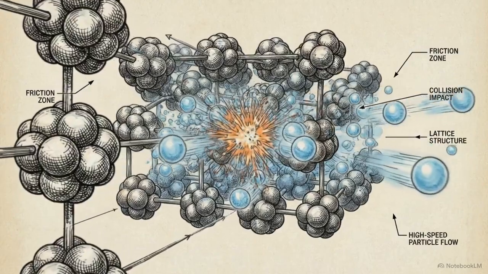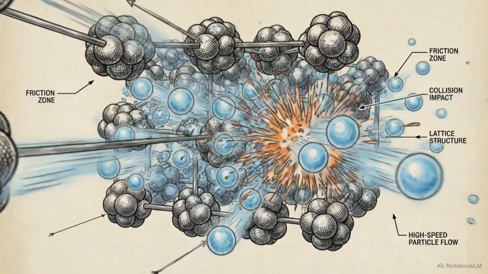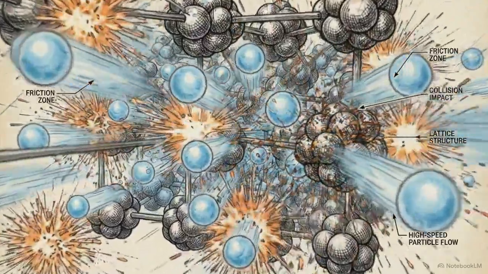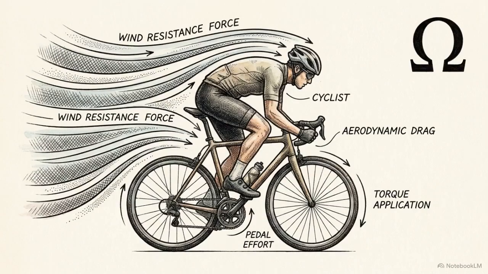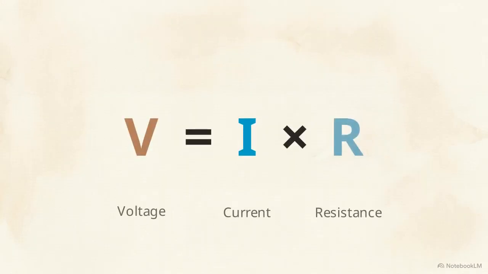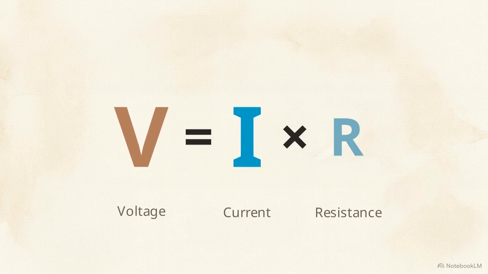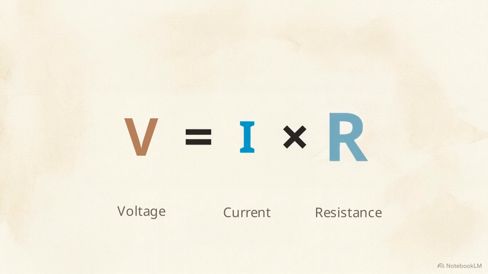That path is not a vacuum. As billions of electrons surge forward, they constantly collide with the stationary atoms of the wire. This physical opposition to the flow of electrons is called resistance, and we measure it in ohms. George Ohm discovered that these variables are locked in a mathematical balance called Ohm's law. If you increase the voltage, the current increases with it. But if you increase the resistance, the current is forced to slow down.